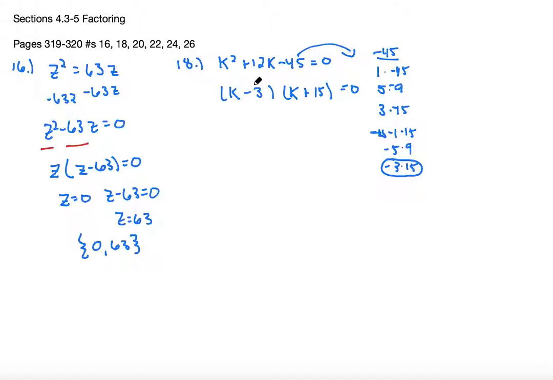And then remember, we always want to check by FOILing this out. And when you do that, you actually get the right answer. So you have k minus 3 equals 0, or you have k plus 15 equals 0. And in solving, you have k equals 3, or you have k equals negative 15. And then you can write that as a solution set if you want. And there's your answer for number 18.